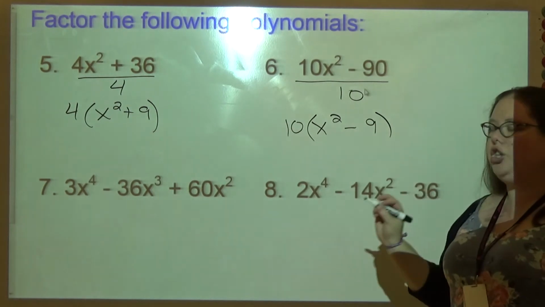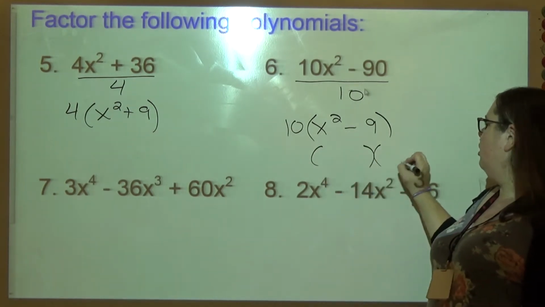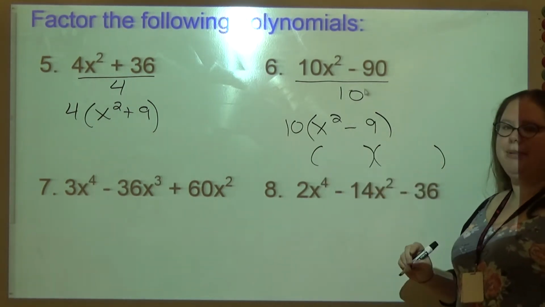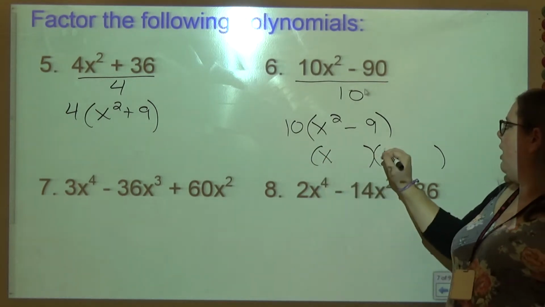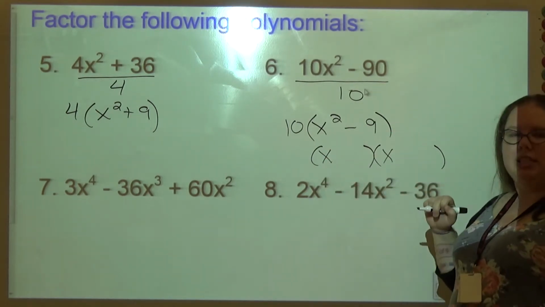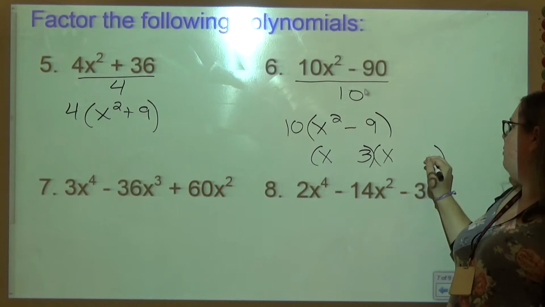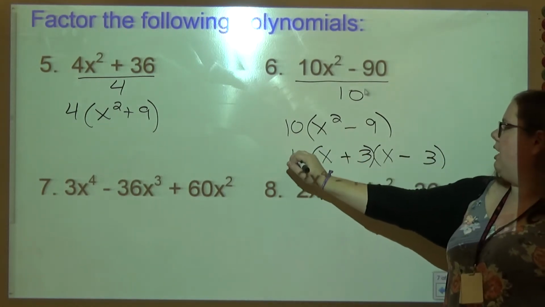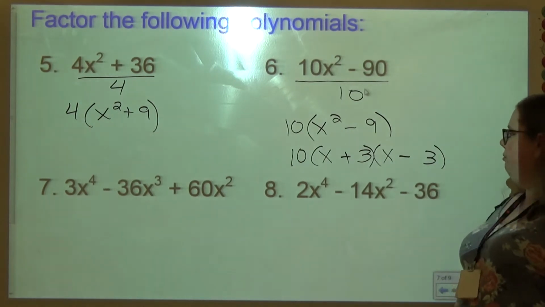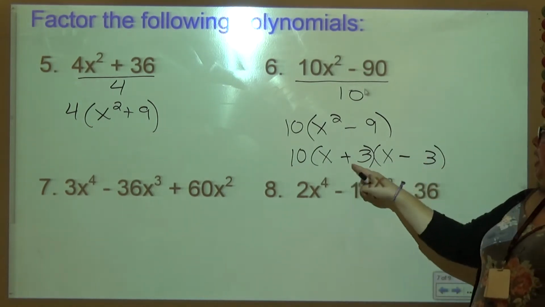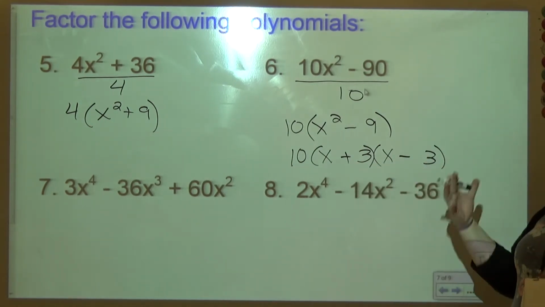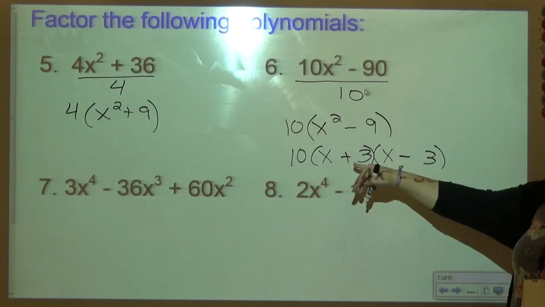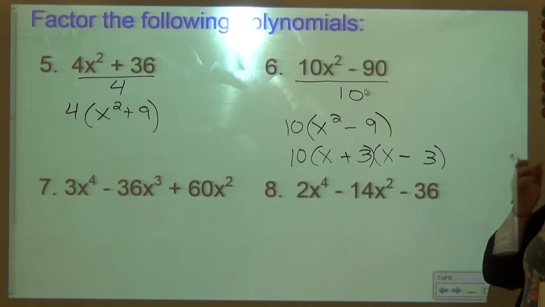Since it's a subtraction, I'm able to factor the difference of two squares. What times itself is x squared? x and x. What times itself is 9? 3 and 3. One's a plus, one's a minus. Bringing that 10 down in front, and we're done. You can put a minus and a plus. That's just the way I always work, I always put plus minus, but it doesn't matter.